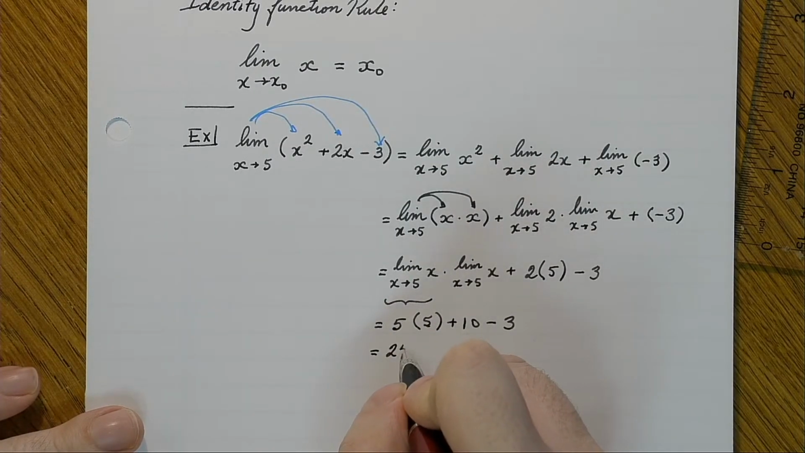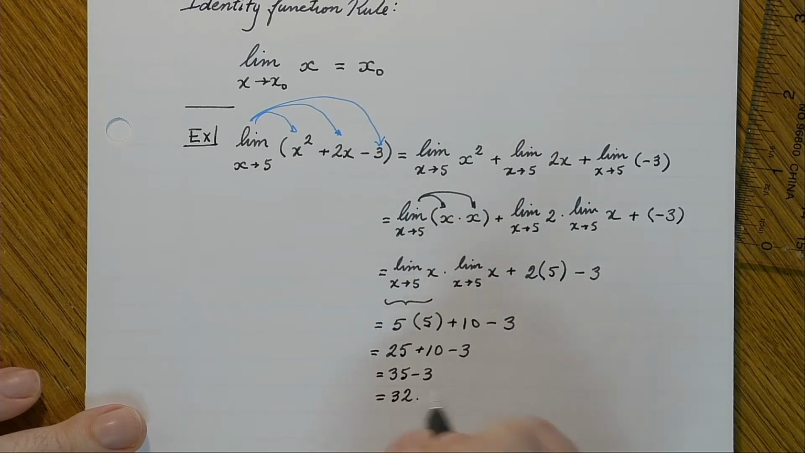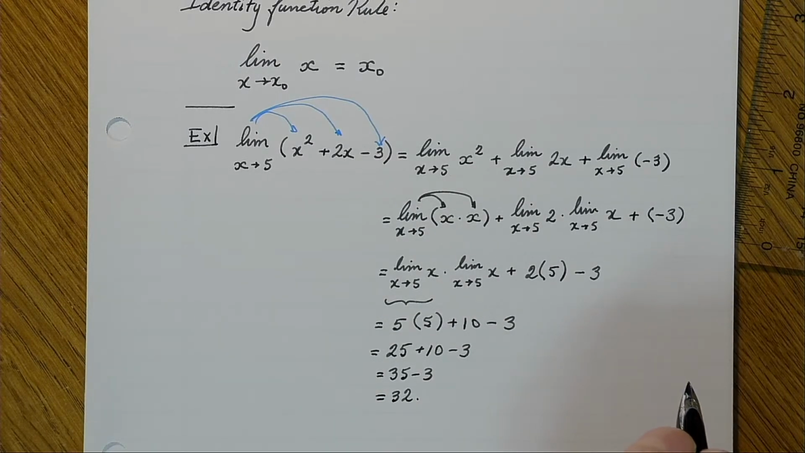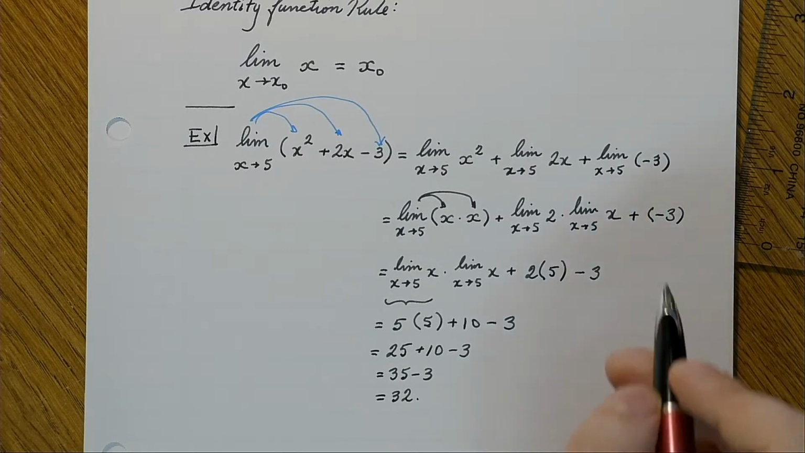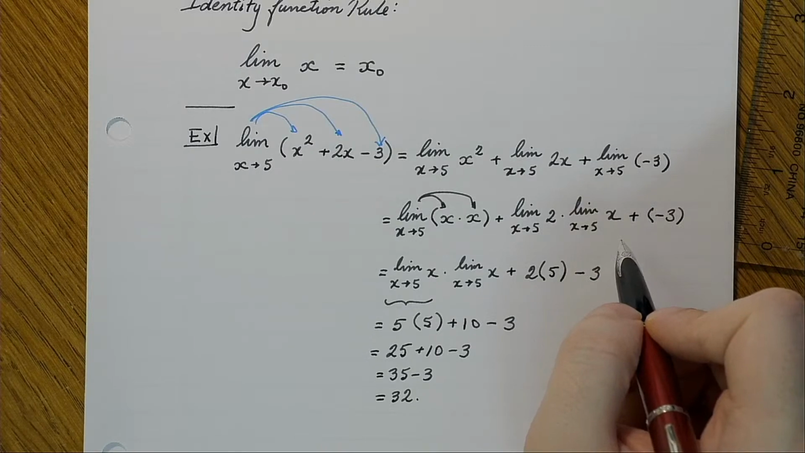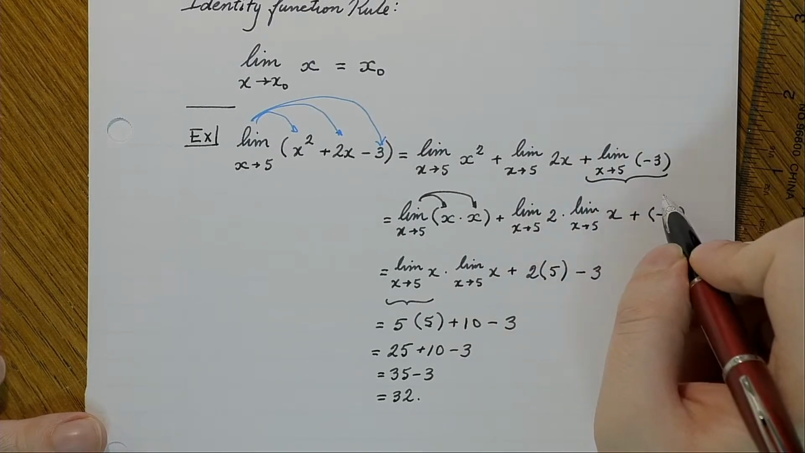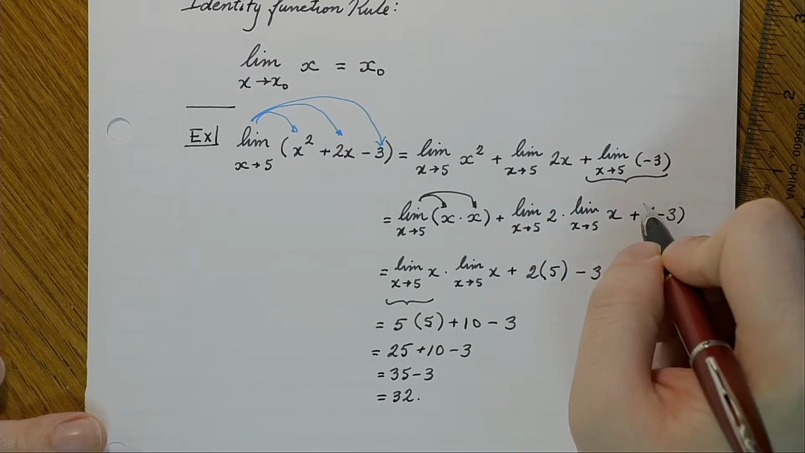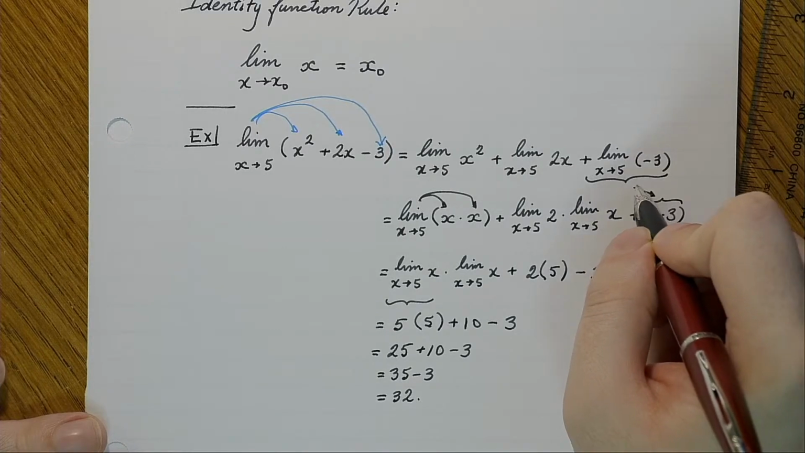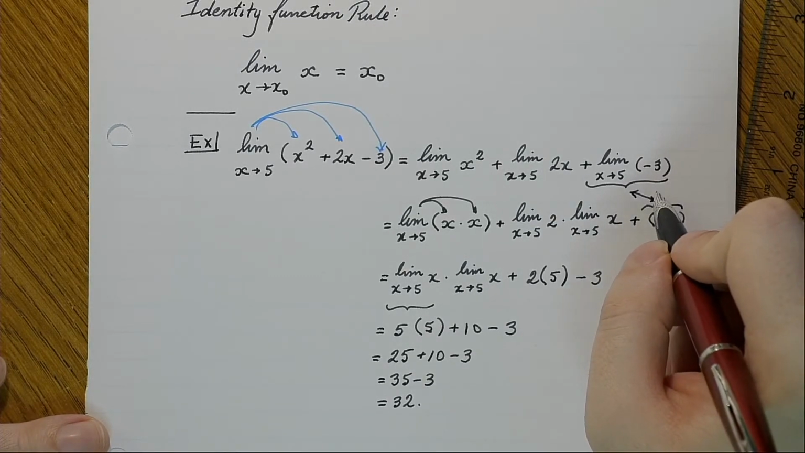And 25 plus 10 minus 3, 35 minus 3, 32. So I have a question. Some people were asking me, why is it just minus 3 and not the limit as x goes to 5? So I applied it right here, and I went from here to here. So there's my connection. And what I had done here is I applied the constant rule. So there's a constant rule.